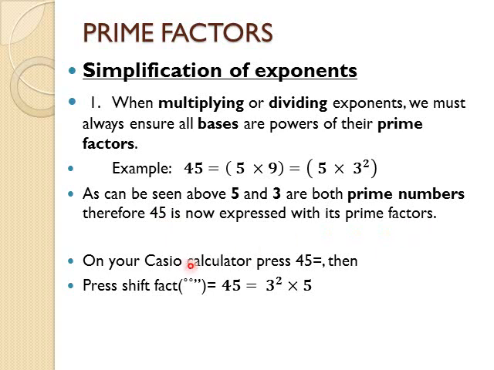As can be seen above, 5 and 3 are both prime factors, therefore 45 is now expressed with its prime factors. On a Casio calculator, the FX-82 going upwards, you'd press 45, press the equal sign, then press shift, fact should be above. You see there are all these round circles and commas, and the calculator would then show you 45 is 3 squared times 5. So that can be done on a calculator if you're not sure of your prime numbers or your multiplication or times tables.